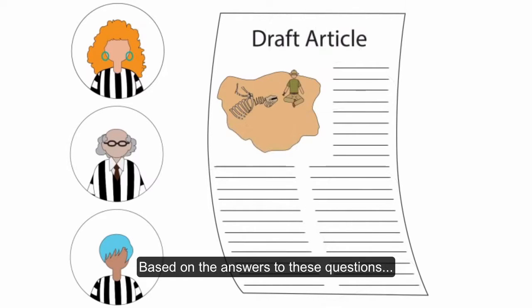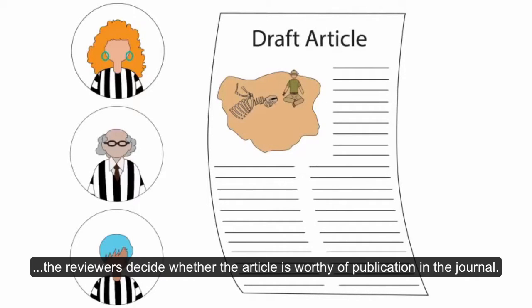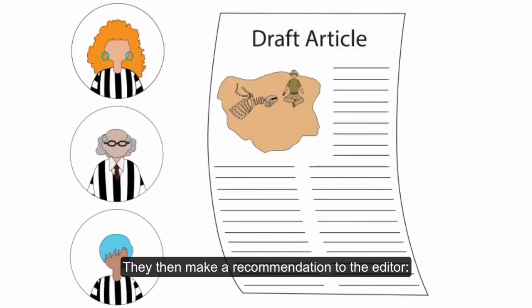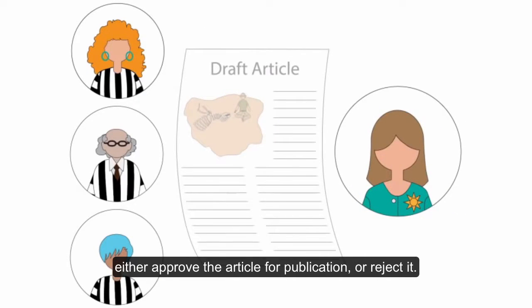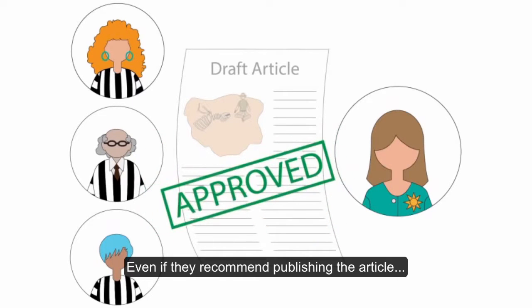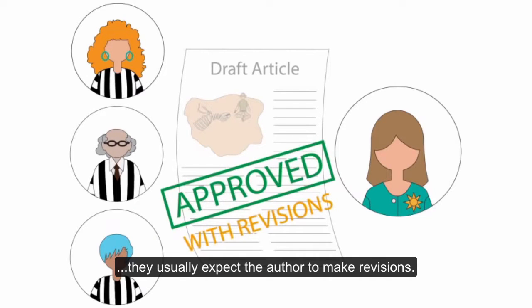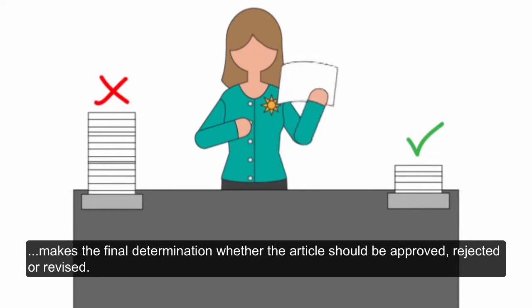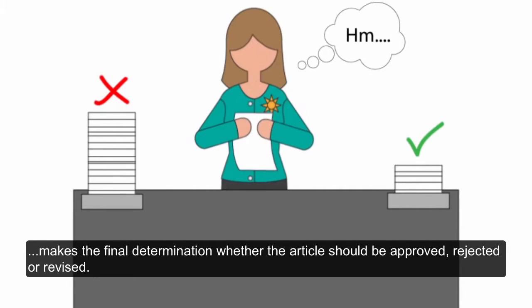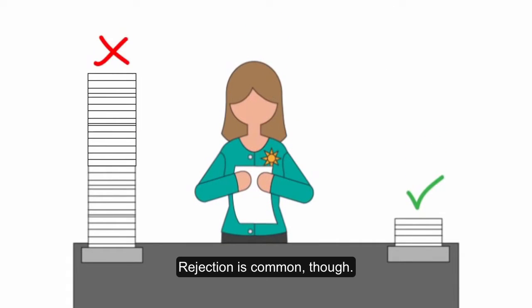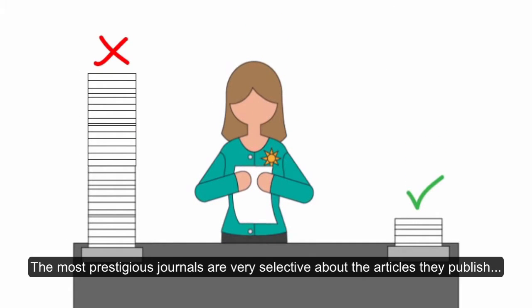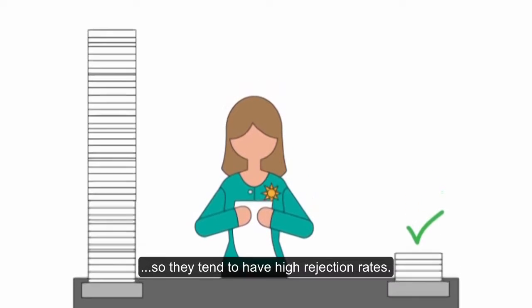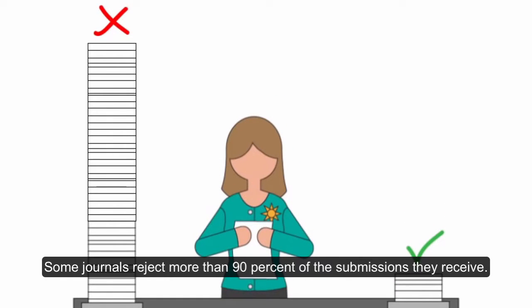Based on the answers to these questions, the reviewers decide whether the article is worthy of publication in the journal. They then make a recommendation to the editor: either approve the article for publication or reject it. Even if they recommend publishing the article, they usually expect the author to make revisions. The editor, however, makes the final determination whether the article should be approved, rejected, or revised. Rejection is common, though. The most prestigious journals are very selective about the articles they publish, so they tend to have high rejection rates. Some journals reject more than 90% of the submissions they receive.